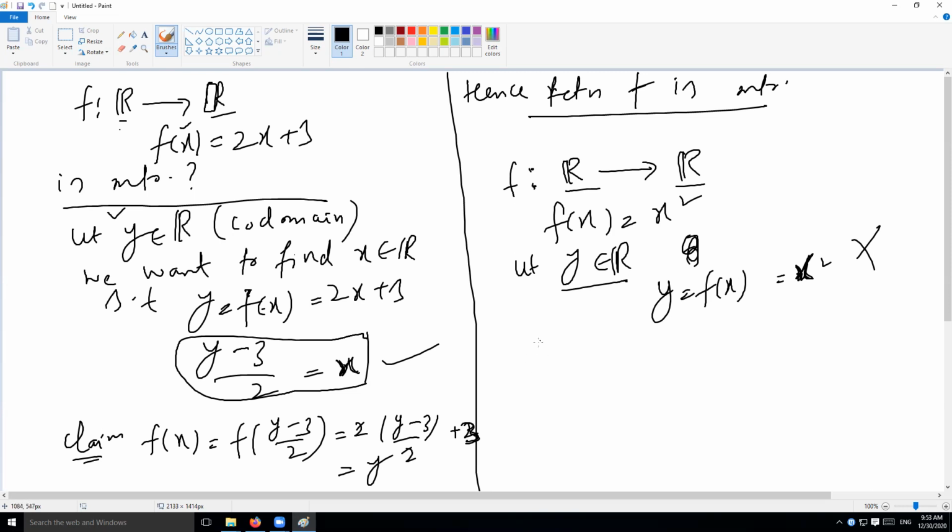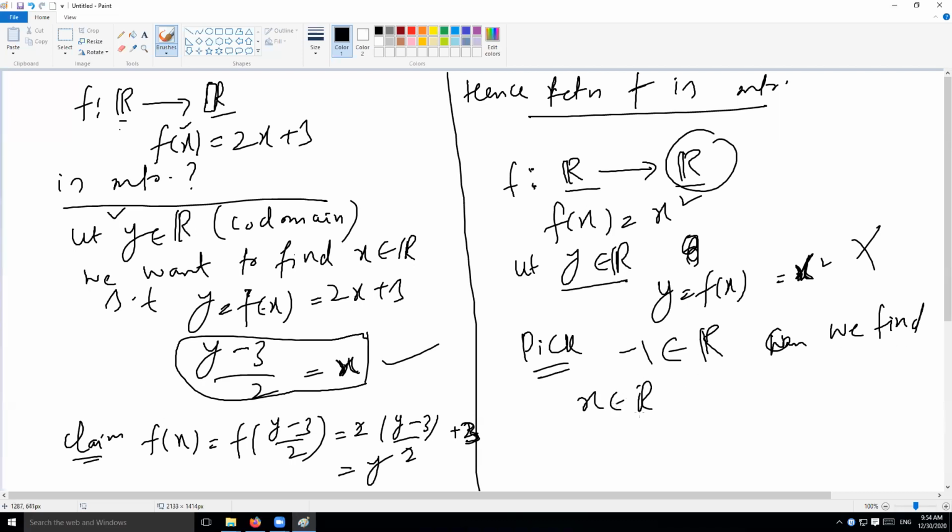Why? Because think about it. Let's pick -1 from R. So I'm picking -1 from R. Can we find an x from R such that f of x is equal to -1? In other words, such that x square is equal to -1. So can you find a real number whose square is -1? No, sir. So this function is not onto. Hence, f is not onto.